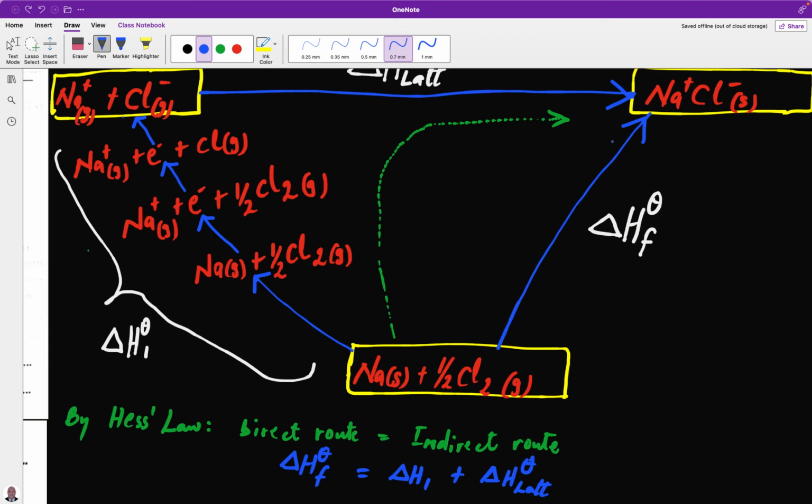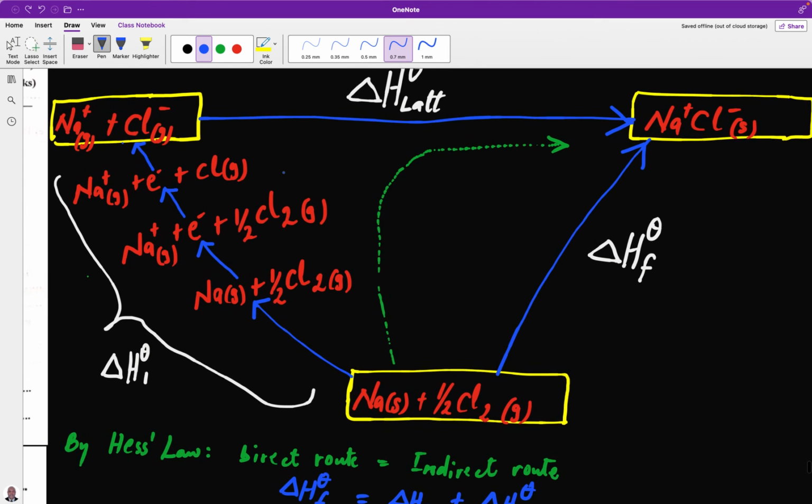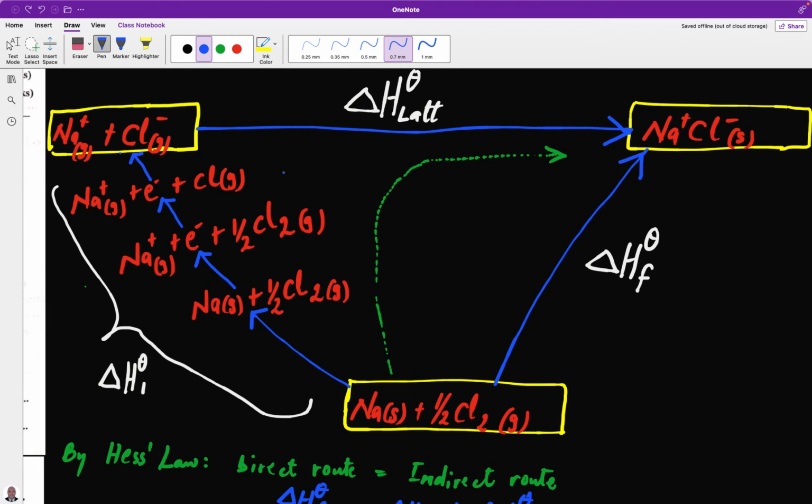So if we want to make an equation according to Hess's law, we will say the direct route equals the indirect route. The direct route is the enthalpy of formation, which equals enthalpy 1 plus the enthalpy change of lattice energy.